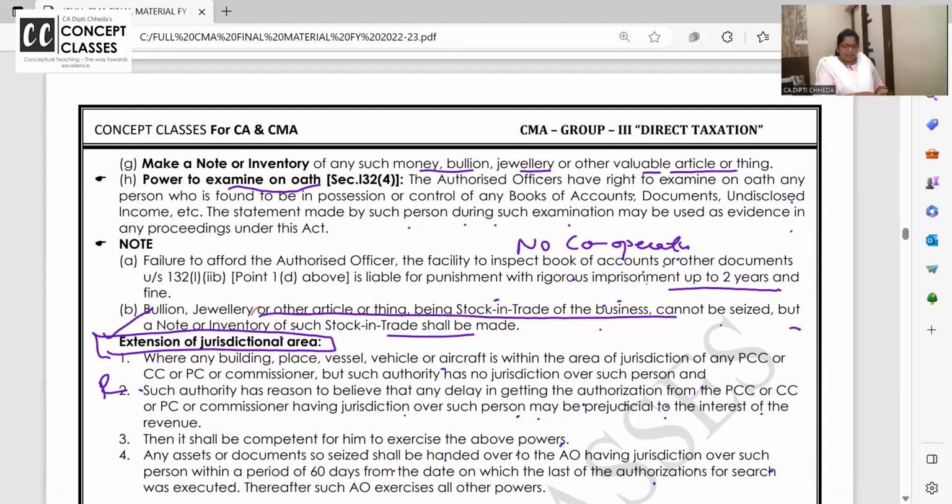Okay? Right. Then extension of the jurisdiction area. Now what is this? We have got the permission.